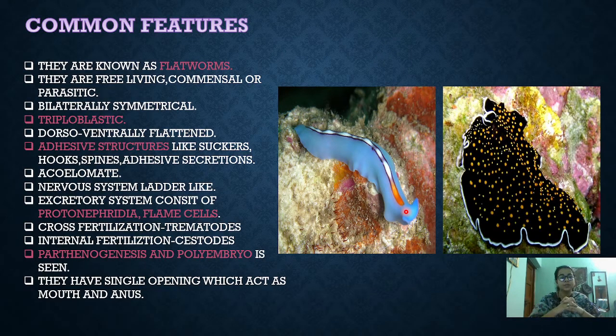What are the adhesive structures? They include suckers, which attach like glue in the mouth region. Here it is not visible, but in the mouth region they will have hooks for holding the human intestinal wall. So hooks, spines and suckers are adhesive structures which help them get attached in the body of the host.